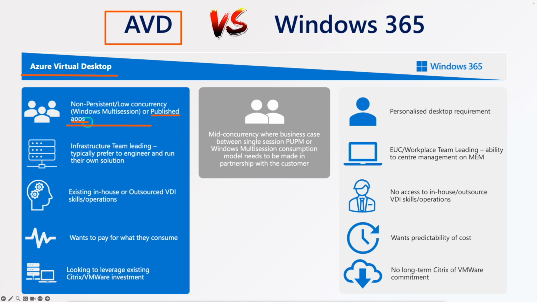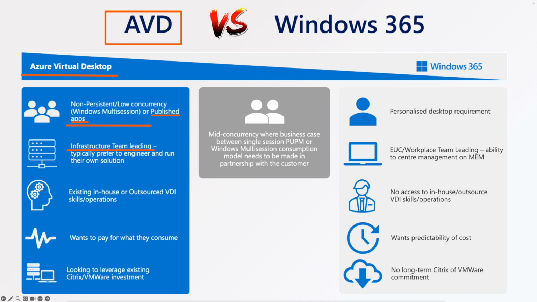So if your requirement is to only publish applications, then go with Azure Virtual Desktop, because Windows 365 doesn't offer you that capability. Another thing is greater control. If you, as an organization, want greater control in terms of what server infrastructure you want to host, and you want to fine tune with automation how much resources you're going to allocate to each virtual instance, then pretty much AVD is your option.